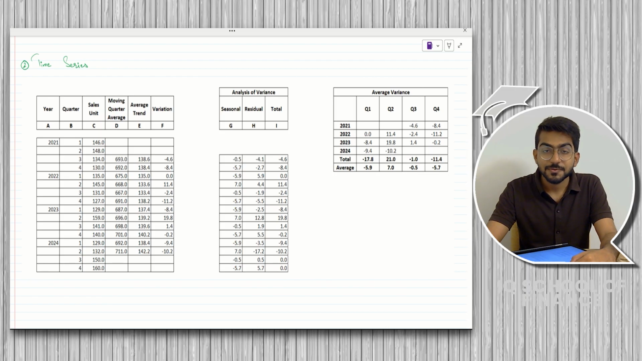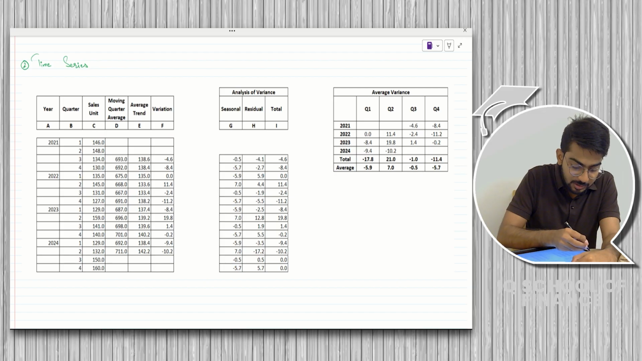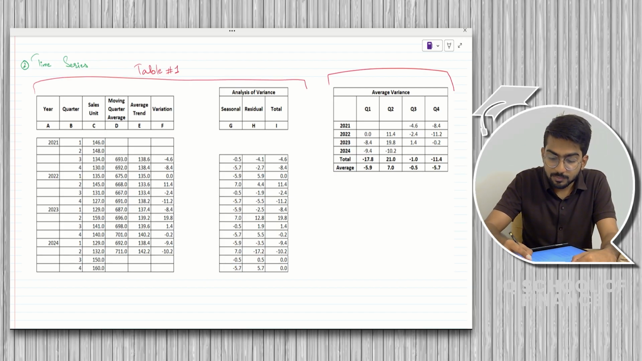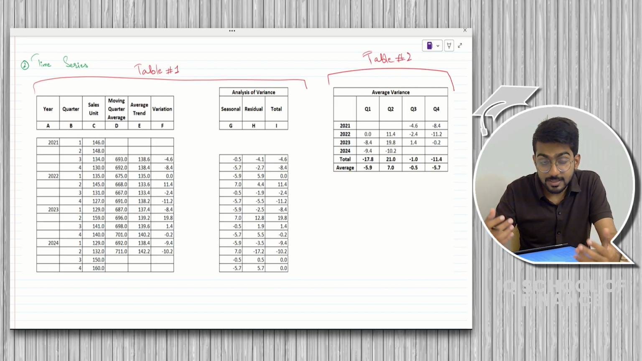Okay, dear student. So let us dive into the time series technique of forecasting. So in time series basically we have two tables. Table number one, and then we have table number two. Now let me first explain to you how this time series is going to be tested in your exam, and then in between all these things I will explain how to use this technique.